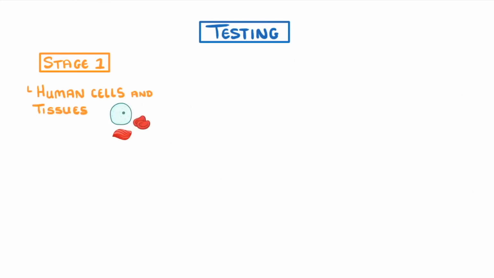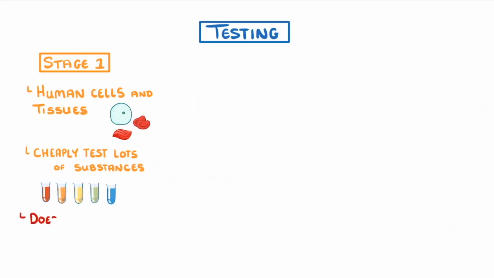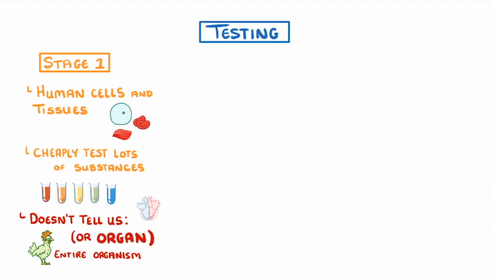So now that we know what we're looking for, we can look at the 3 main stages of drug testing. In the first stage, the substance that we think is going to make a good drug is tested on human cells and tissues, which can be grown in a laboratory. The benefit of this is that we can easily and cheaply test tons of different substances. The downside, though, is that this doesn't really tell us much about how the substance would affect an entire organism, or even how it could affect a particular organ.